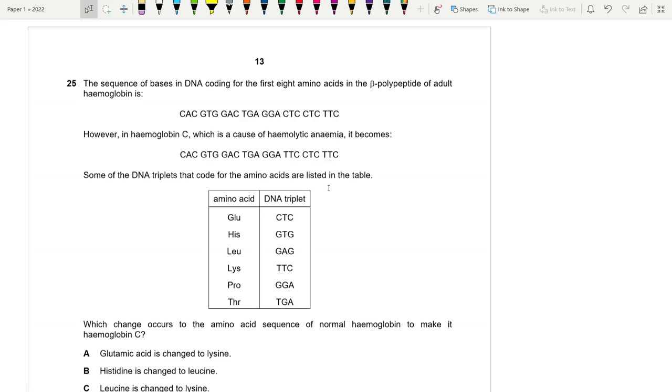25. The sequence of bases in DNA coding for the first 8 amino acids in the beta polypeptide of adult hemoglobin is shown. However, hemoglobin C is one form of hemoglobinopathies. There's a structural defect in the hemoglobin moiety. It's a genetic defect which causes hemolytic anemia. What's the change, really? Here, 1, 2, 3, 4, 5, 6 amino acids. CTC becomes TTC.